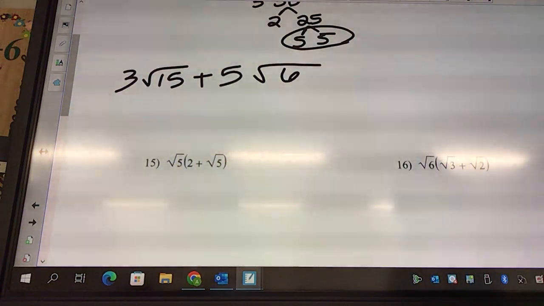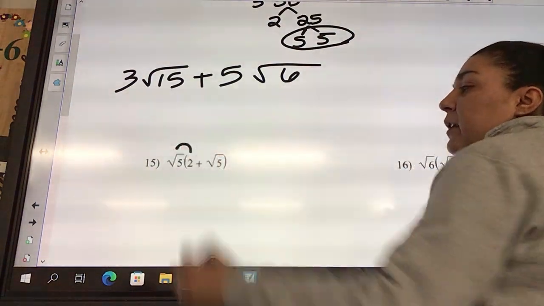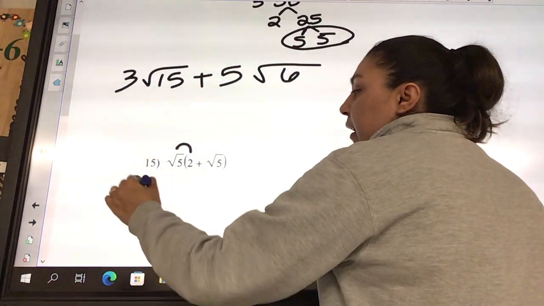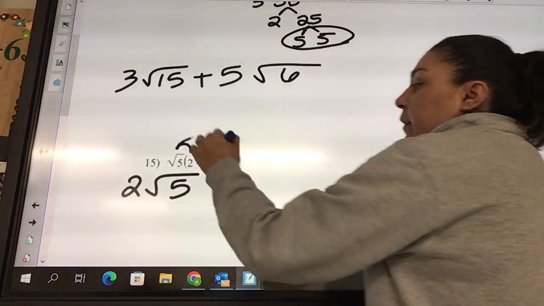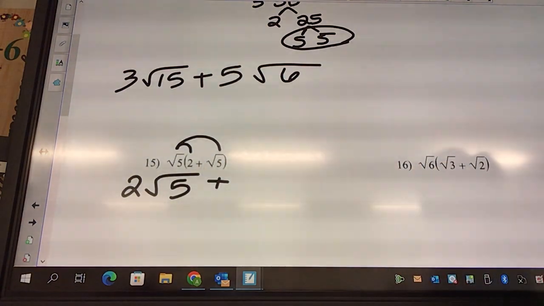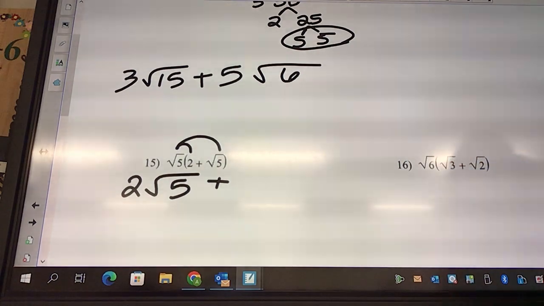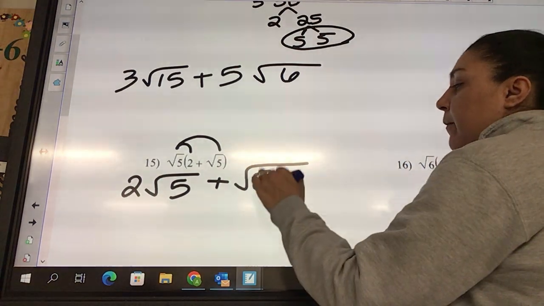Okay, 15. What is this first piece going to become? 2 square root of 5. What is the second piece going to become? Square root of 25.